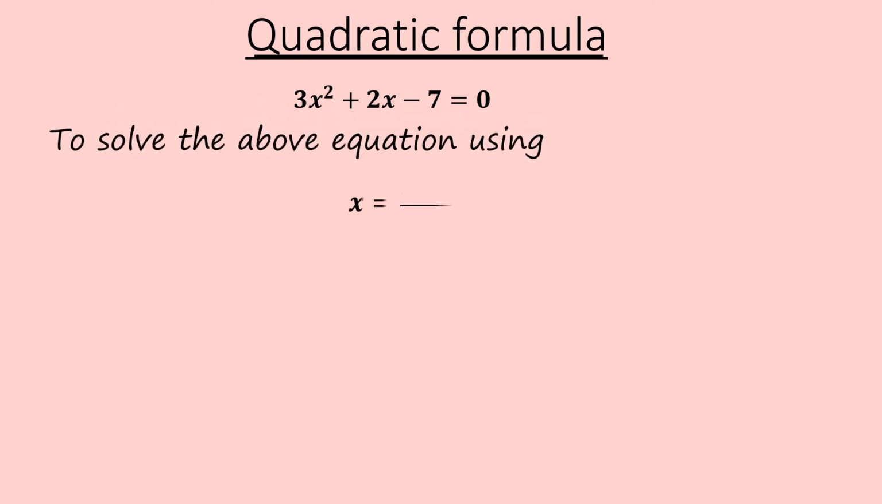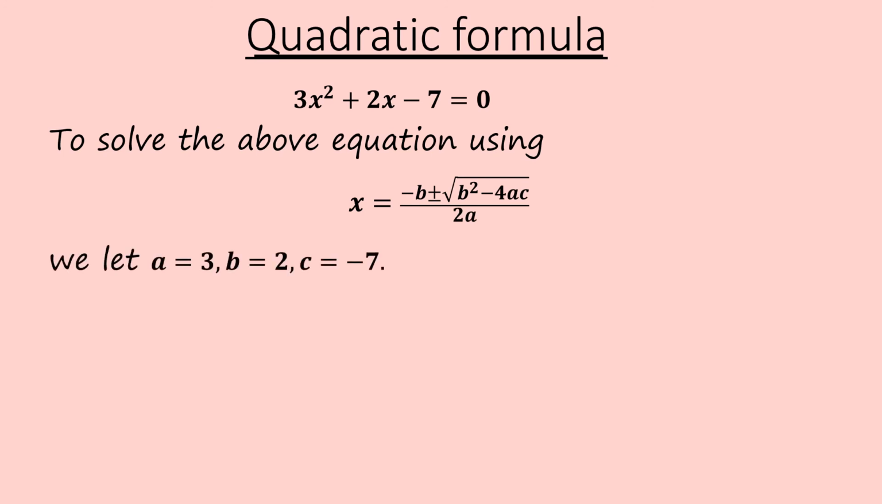Quadratic formula to solve 3x squared plus 2x minus 7 equals 0. To solve the above equation using the quadratic formula, we let a be 3, b be 2, and c be minus 7. Then we have x equals minus 2 plus or minus square root of 2 squared minus 4 into bracket 3 into bracket minus 7, over 2 into bracket 3.